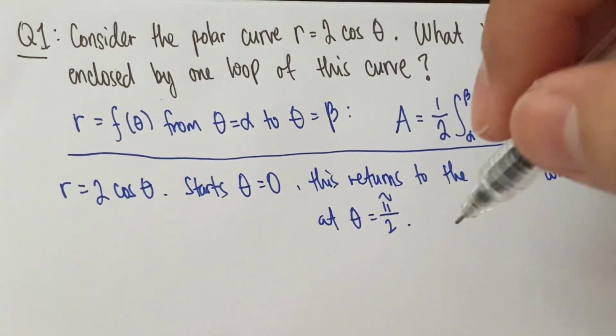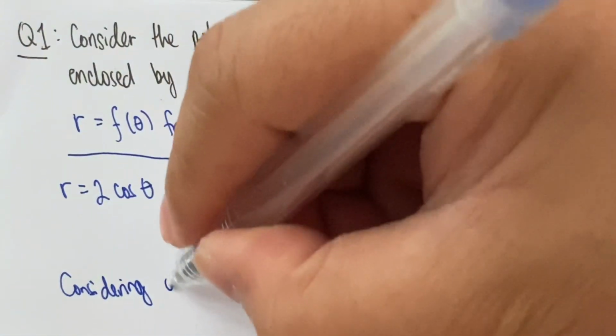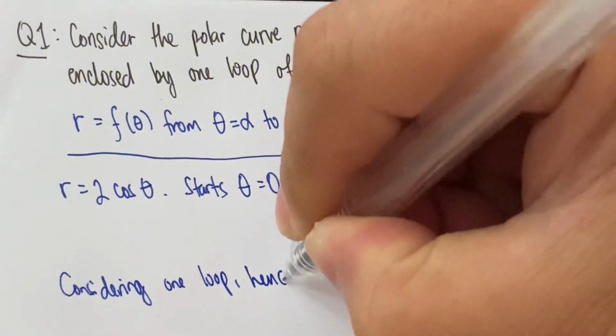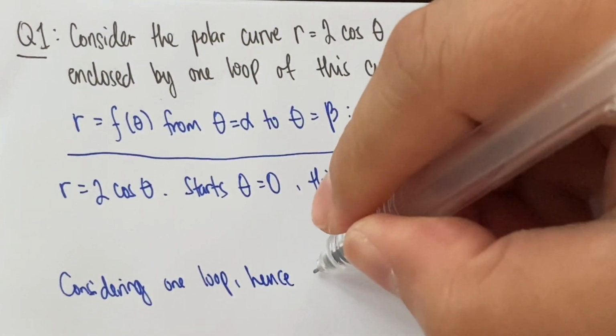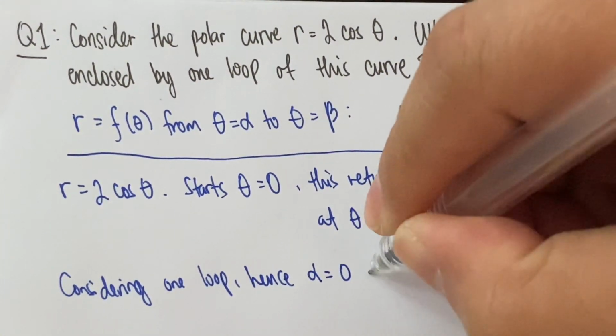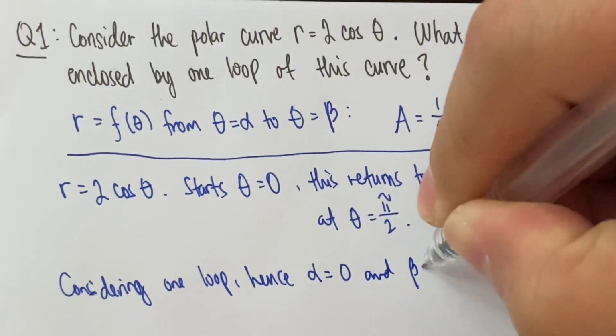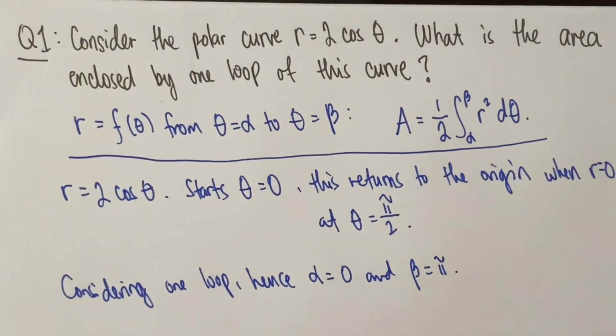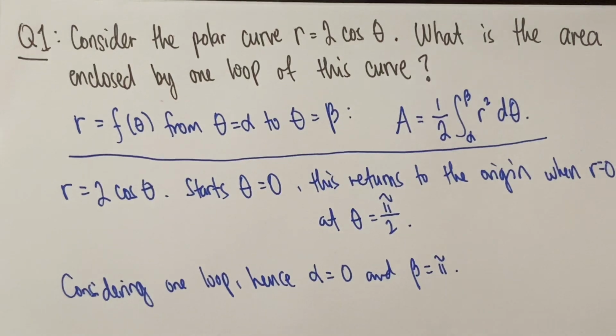So if that's the case, we should therefore be considering one loop. Hence, our lower limit alpha will be 0, and our upper limit beta will be pi. So those are the limits of our integration.